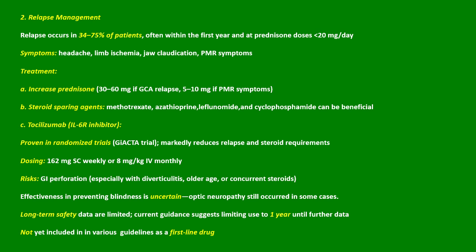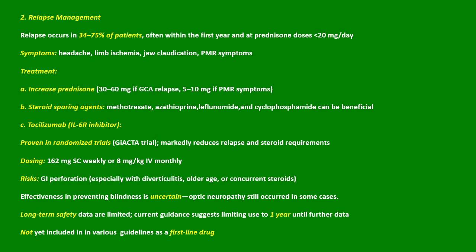Symptoms include headache, limb ischemia, jaw claudication, and PMR symptoms. Treatment is increased prednisone to 30 to 60 milligrams if GCA relapse or 5 to 10 milligrams if PMR symptoms. Steroid-sparing agents such as methotrexate, azathioprine, leflunomide, and cyclophosphamide can be beneficial. Tocilizumab, which is an IL-6 inhibitor, is proven in randomized trials and markedly reduces relapse and steroid requirements.